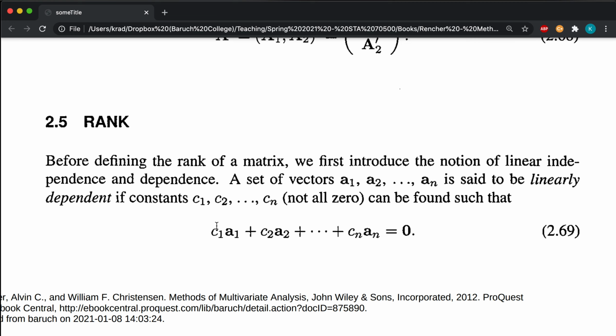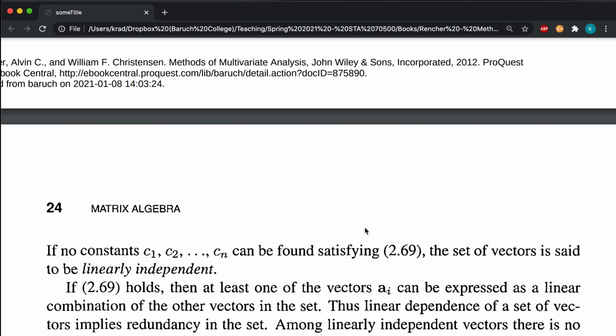Now, if we cannot find such constants, if such constants don't exist, if there's no way to combine these vectors so that you get a 0, then they are linearly independent. So if no constants c1 to cn can be found satisfying that, the set of vectors is said to be linearly independent.